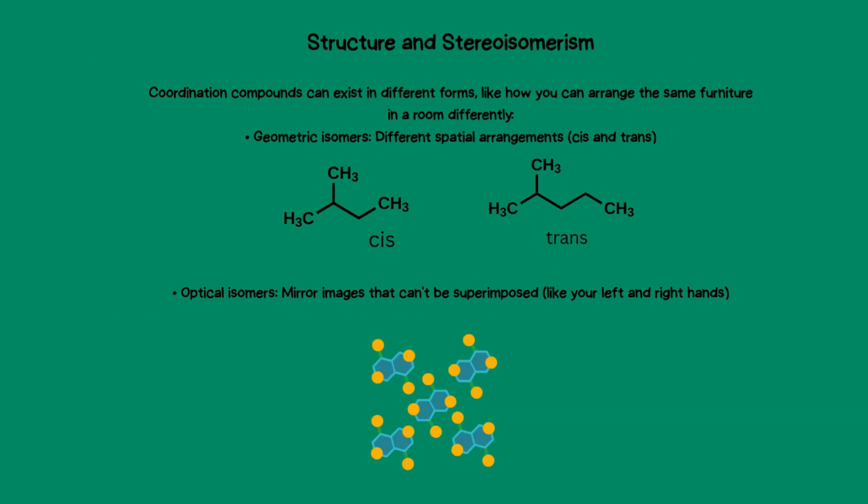Structure and stereoisomerism. Coordination compounds can exist in different forms, like how you can arrange the same furniture in a room differently. Geometric isomers. Different spatial arrangements, cis and trans. Optical isomers. Mirror images that can't be superimposed, like your left and right hands.